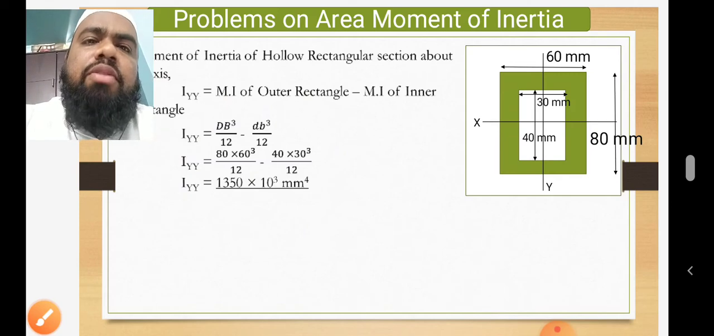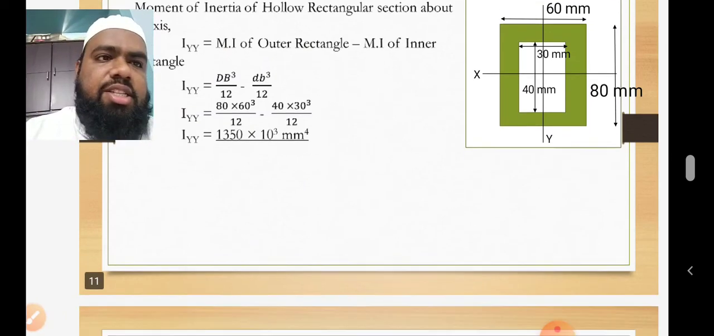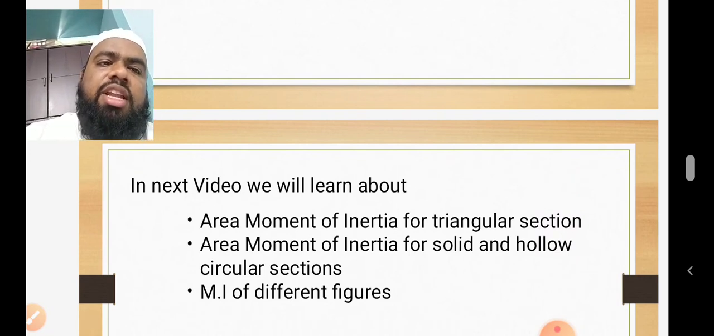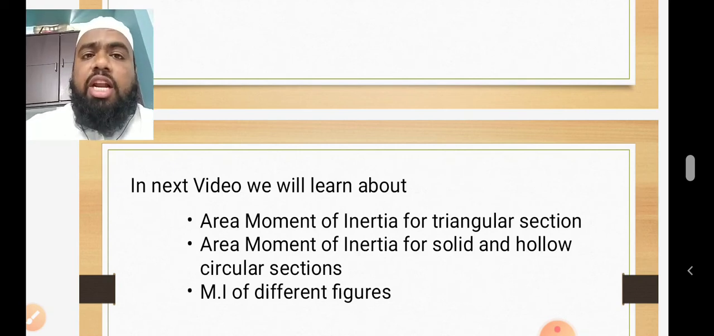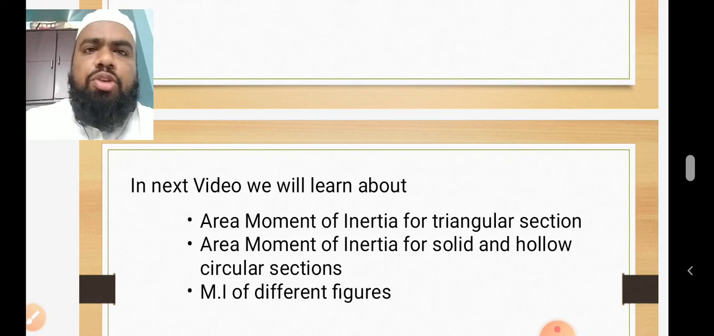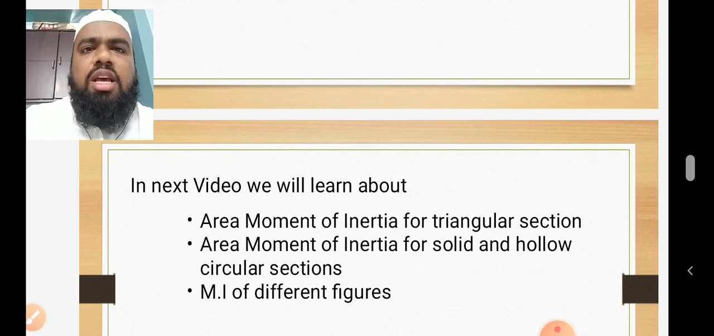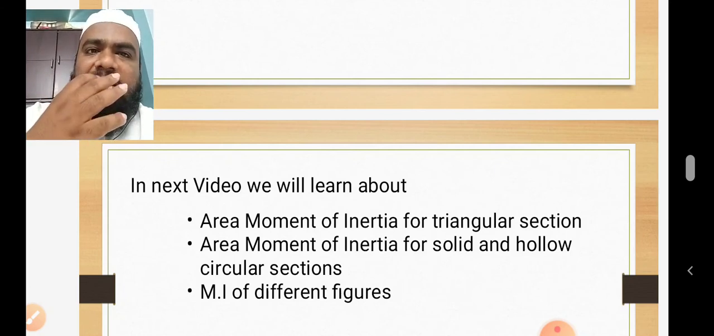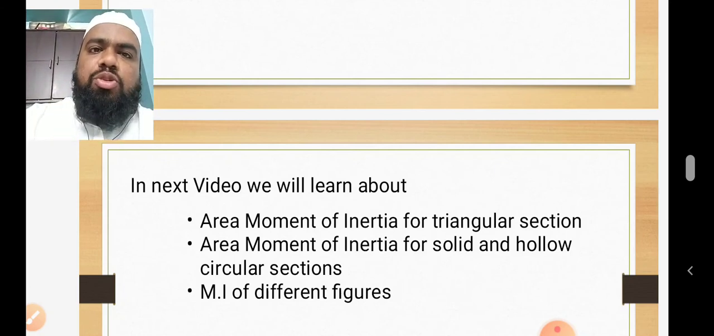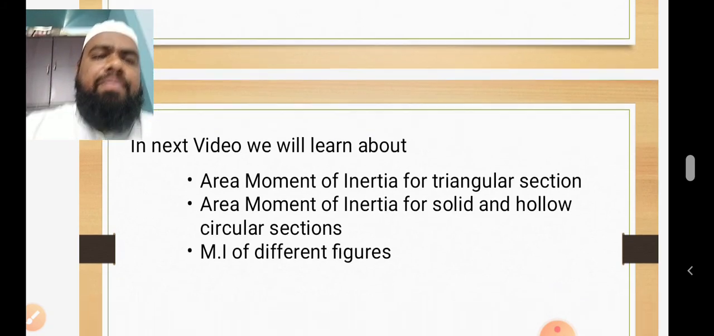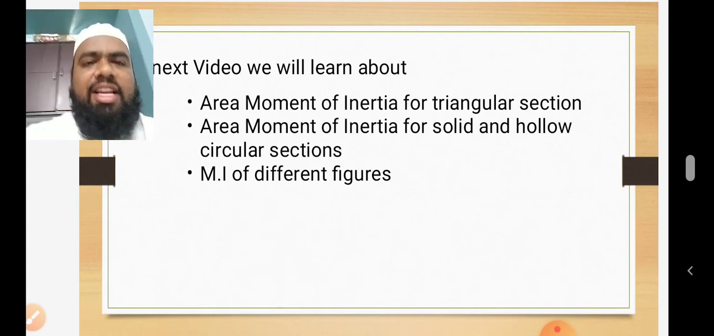So we have calculated the area moment of inertia techniques, etc. In the next video, we'll learn about area moment of inertia of triangular section, area moment of inertia of solid and hollow sections, and moment of inertia of different figures. I will try to cover all the possible figures with you. In the next coming videos, for moment of inertia, the explanation part will be very less, because the basic explanation I have already given. So now you go through the textbooks, the materials, different PDFs in Google. If you have any doubts, contact me. No problem. We'll meet in the next video.